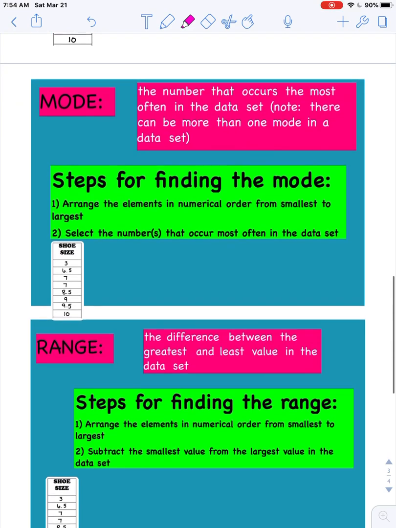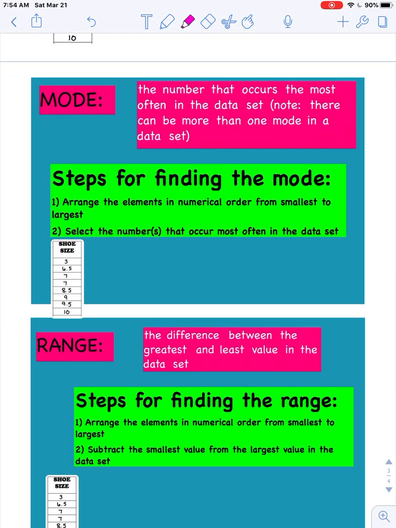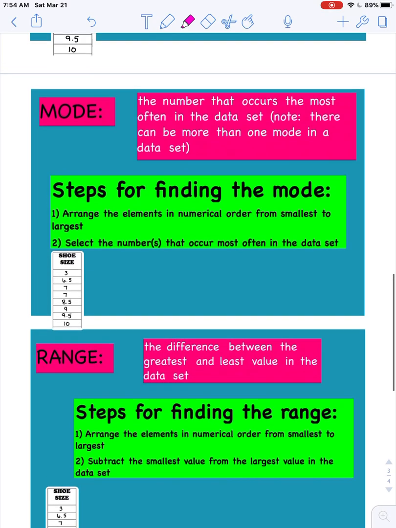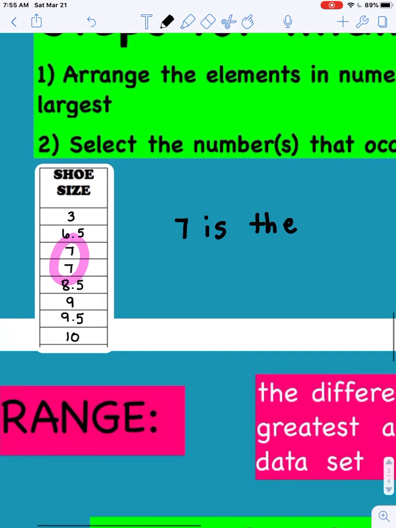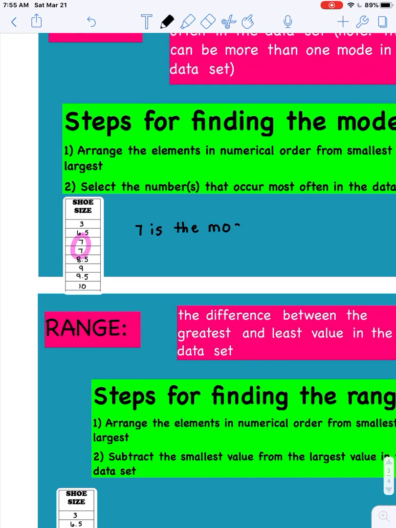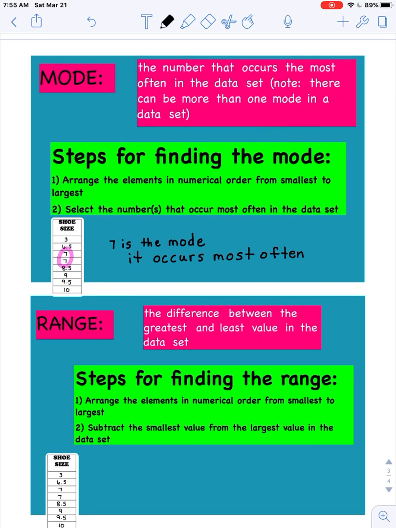The last measurement of central tendency that we're going to look at here is the mode. The mode is going to be the number that occurs the most often in your data set. If we take a look at our data set here, the number that's occurring the most often is 7. It's occurring twice. It is possible with a data set to have no mode, and that's just if no number occurs more often than another.